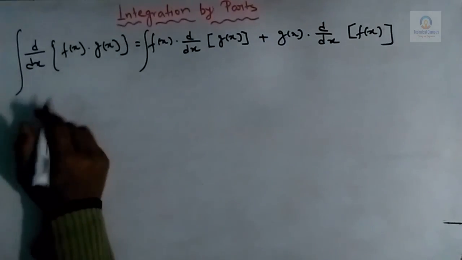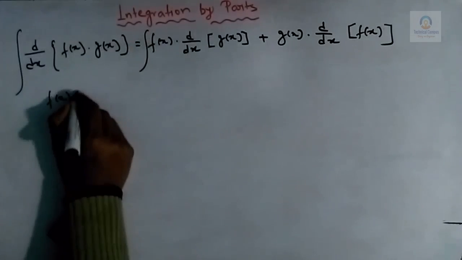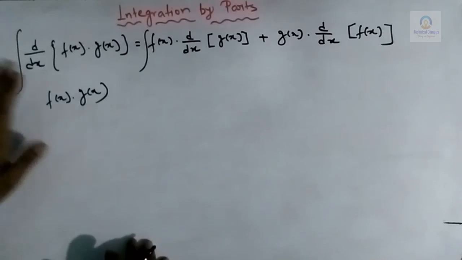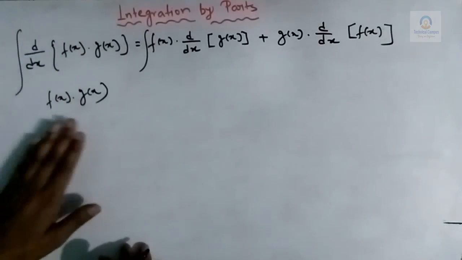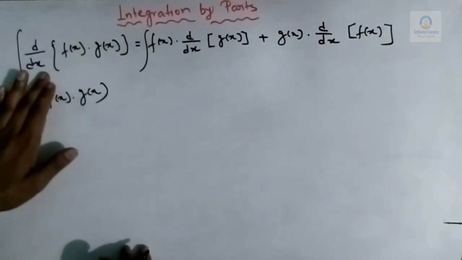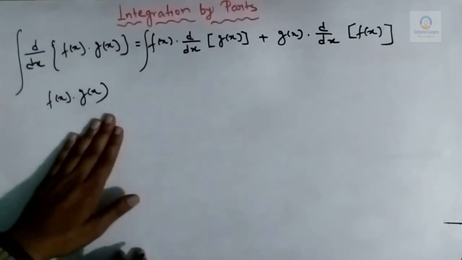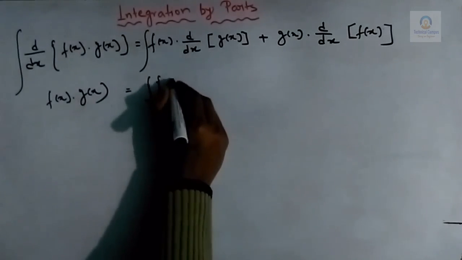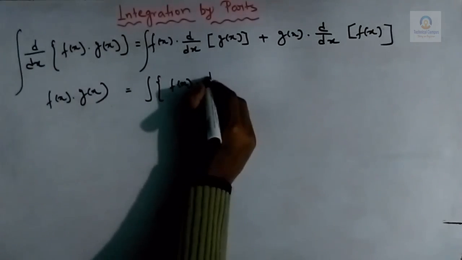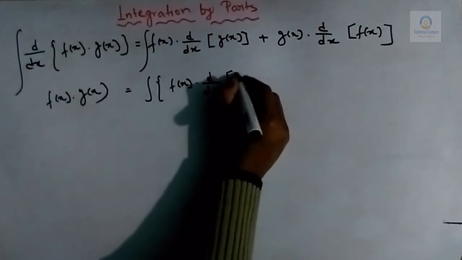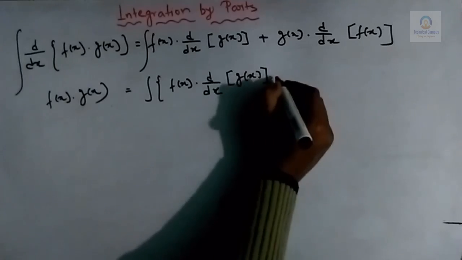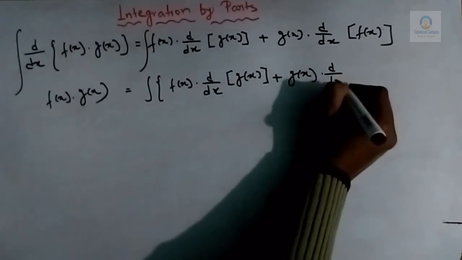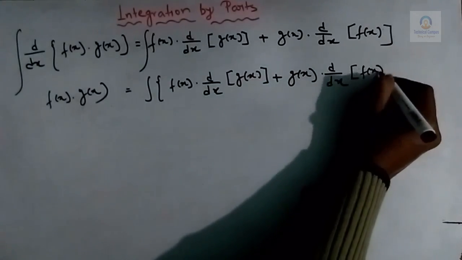this will result in f(x) into g(x), because we have already studied the property that the integration of the differentiation of any function is equal to the function itself. So if we integrate the differentiation of the product of two functions, we will get the product of the two functions. This side will be equal to f(x) into d/dx of function g(x) plus g(x) into d/dx of function f(x).